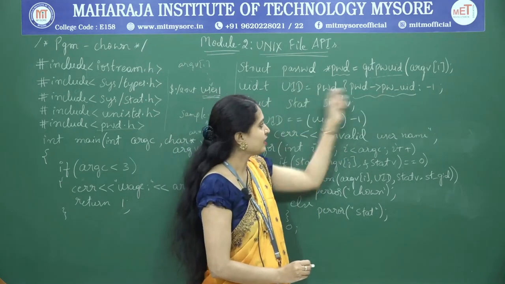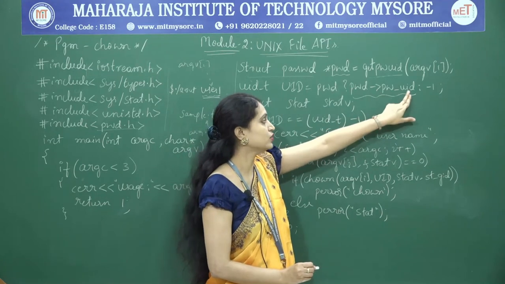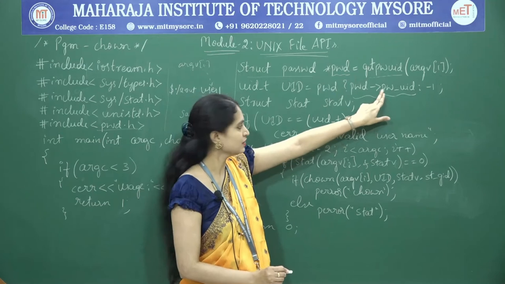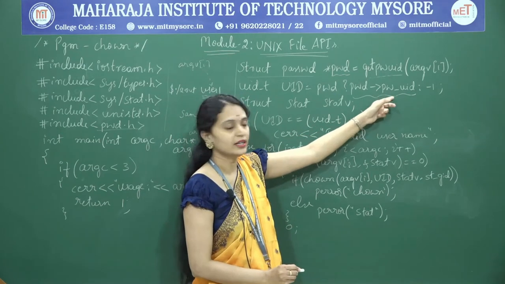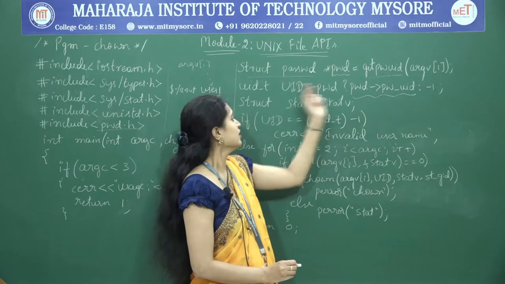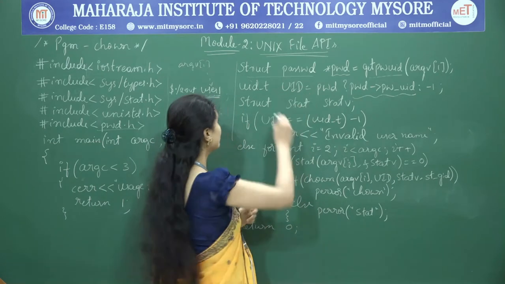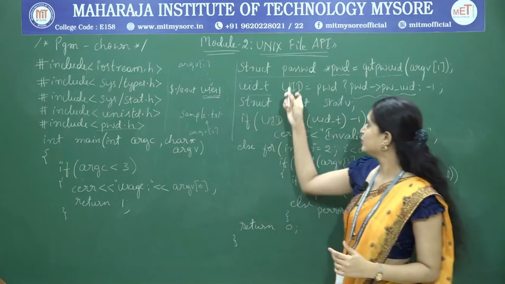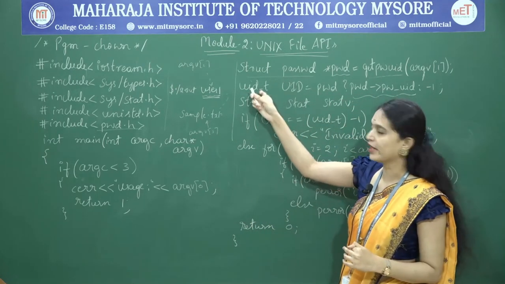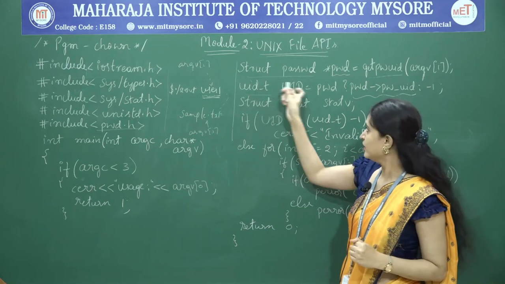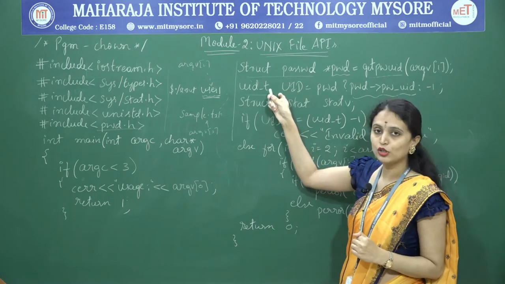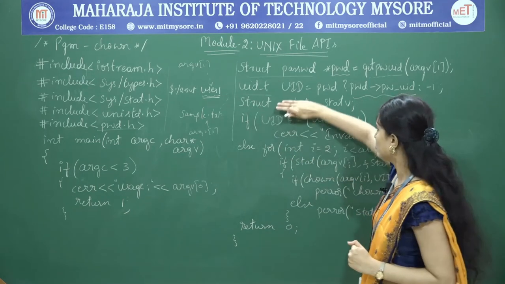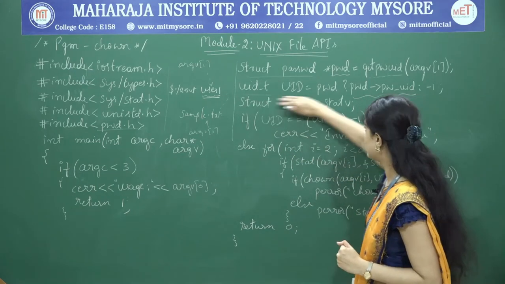So I am extracting the user ID from this structure and storing it in the variable UID, which is of type uid_t. This is the data type for the user ID. That's why on the left hand side I have created a variable UID of type uid_t. Let it be there, I will explain this later.